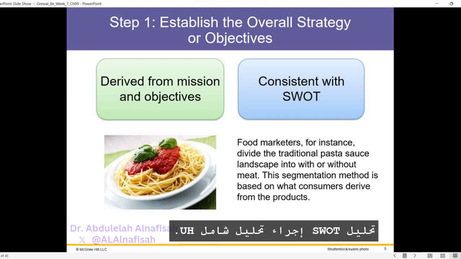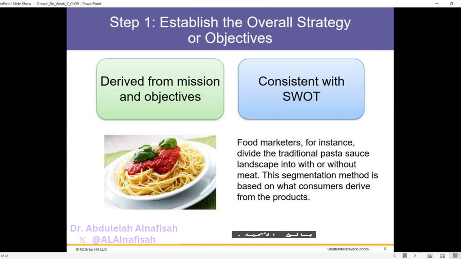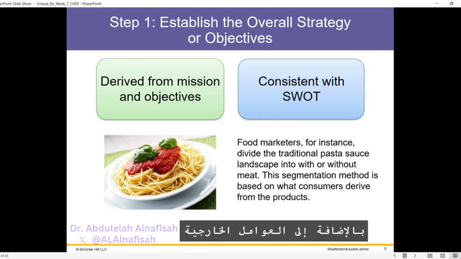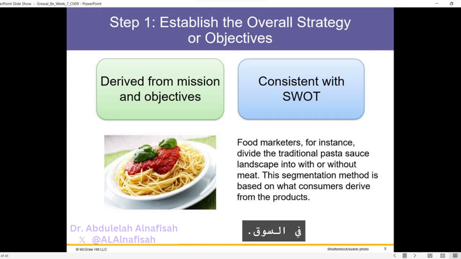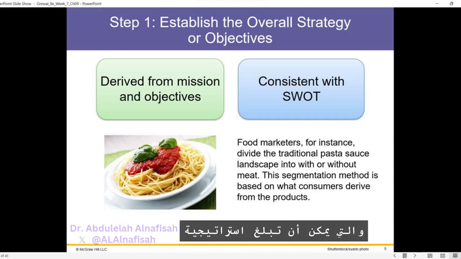SWOT analysis. Conducting a thorough analysis of the company's strengths, weaknesses, opportunities, and threats is crucial. This analysis helps identify the company's internal capabilities and limitations, as well as external factors that may impact its market position. Understanding the SWOT factors provides insights into the company's competitive advantage and areas for improvement, which can inform the segmentation strategy.